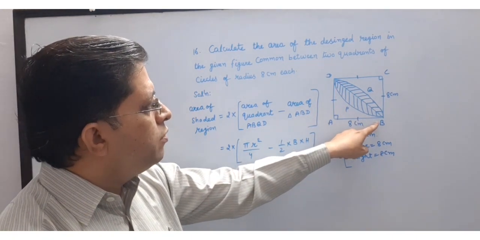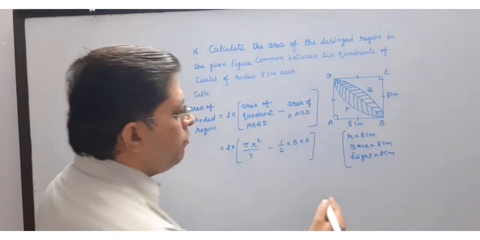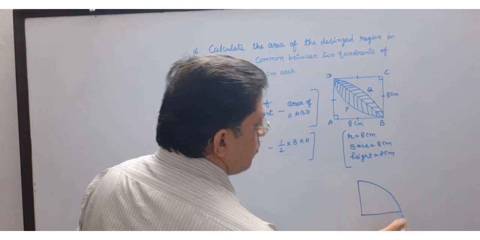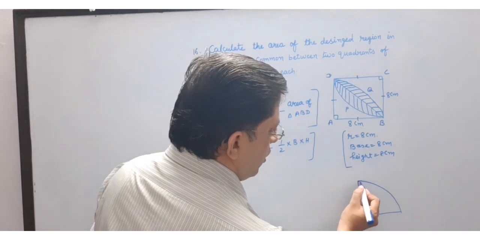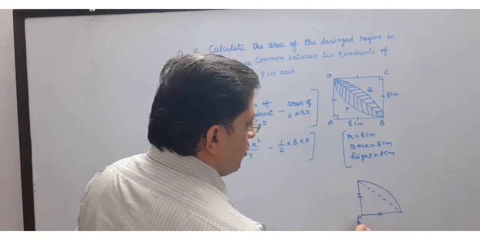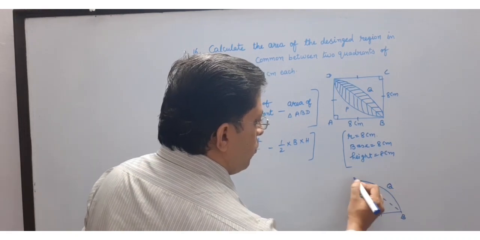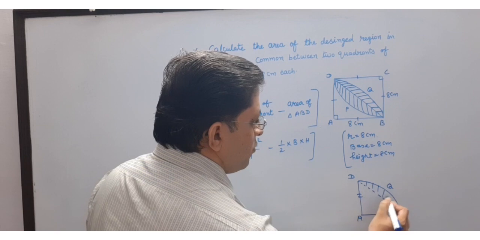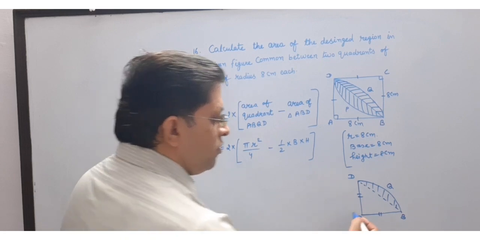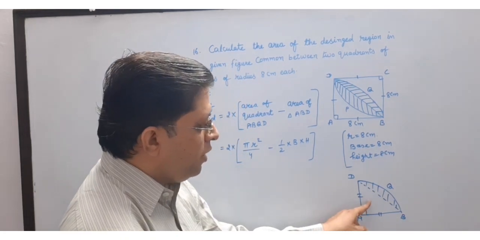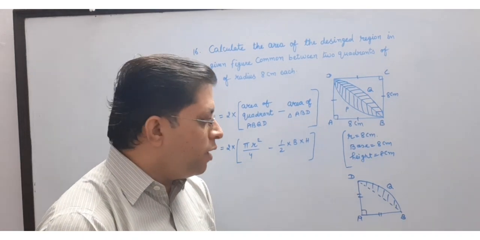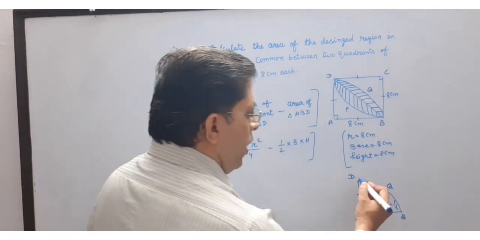I am going to find this BQD, like this. I am joining this here. This is 8 and this is 8. This is ABQD. How can I get this? Area of quadrant, this is 90 degree, no? Area of quadrant minus the area of triangle, what? ABD.